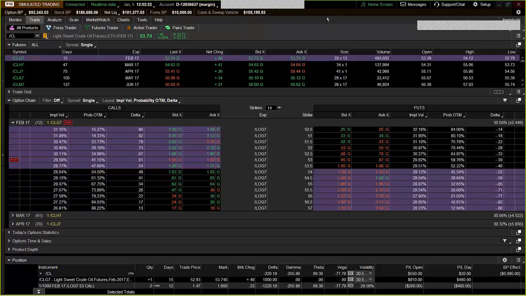Tom Sosnoff started Thinkorswim, and after starting with 3 people, at the end of 8 years, he sold to TD Ameritrade for $750 million. So the guy knows how to build a brokerage firm. And yeah, well, that's from being on the floor. So, yeah, he was a floor guy.